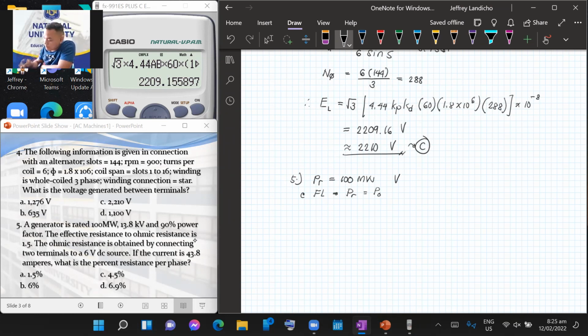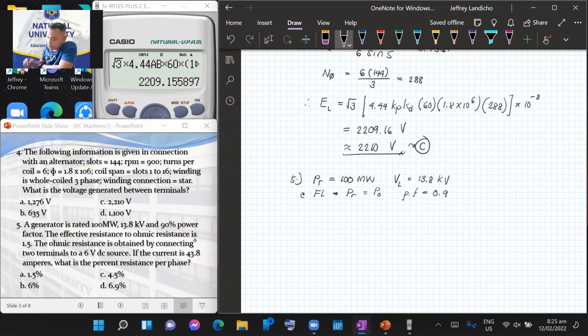Wherein its line-to-line voltage, so what is this 13.8? This would be the terminal voltage, the terminal voltage line-to-line (13.8 kV), with operating power factor of 0.9. The ratio of effective resistance to ohmic resistance is 1.5.